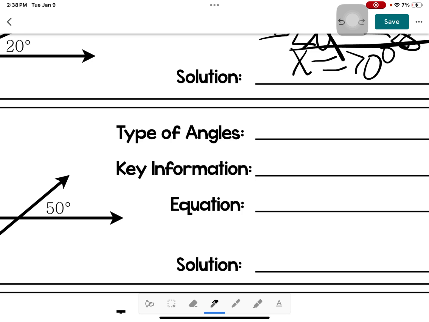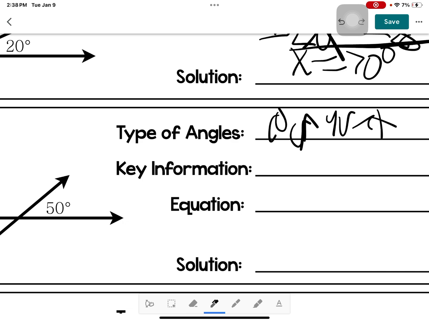One side will be equal to the other side. Very good, they're equal. So the angles are congruent. Are we writing this down? Yeah. The angles are congruent. So if we know that those angles are congruent, what equation can I write?